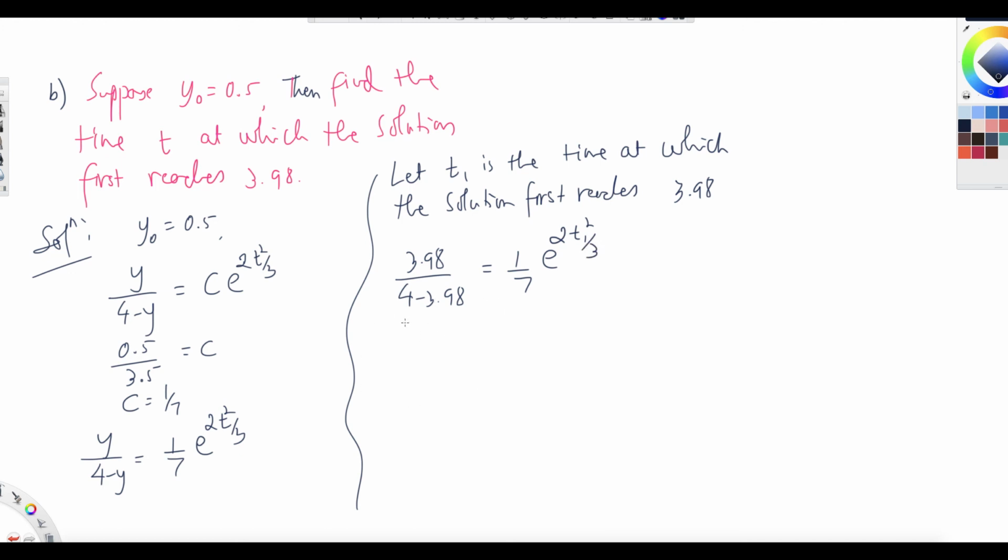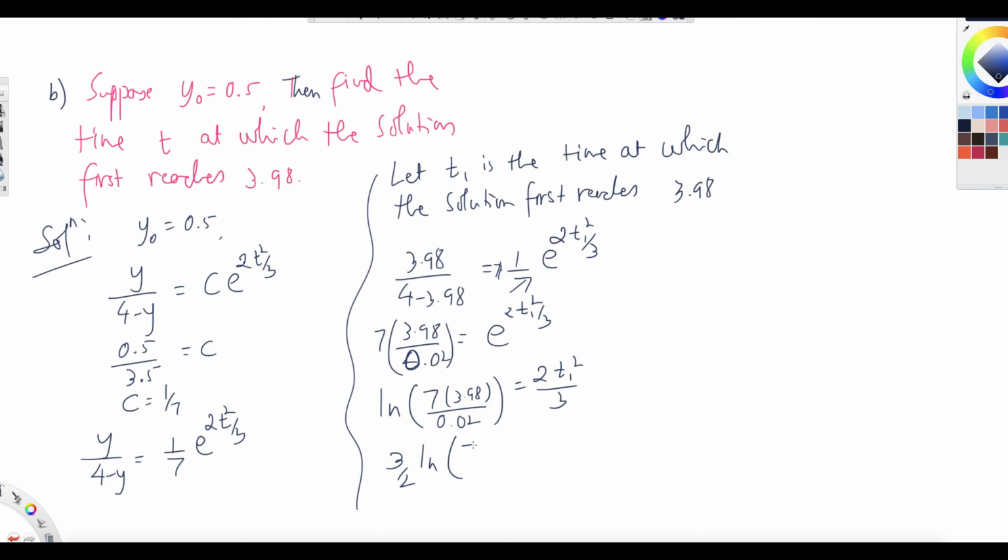Okay, guys. So what you get here is 3.98 divided by 0.02, since 4 minus 3.98 is 0.02, right? Let's multiply by 7 on both sides too, so the 1/7 times 7 cancels out, leaving e to the 2 t1 squared over 3. Take natural log: you get natural log of 7 times 3.98 divided by 0.02 equals 2 t1 squared over 3, because natural log of e is 1. Now multiply both sides by 3/2: 3/2 natural log of 7 times 3.98 divided by 0.02 equals t1 squared, and take the square root on both sides.